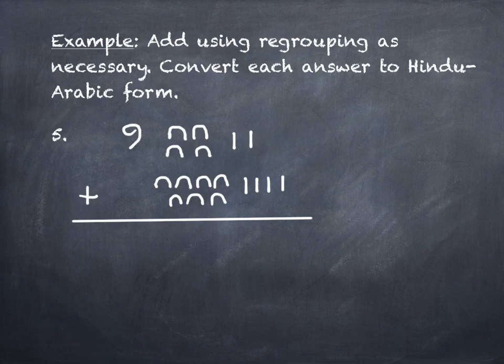What I really, really want to point out to you is part of the directions here, because every time I teach this, and I'm sure some of you are going to do it to me too, people don't read the directions or they don't read them correctly. The directions say, add using regrouping as necessary. Convert each what? Answer to Hindu Arabic. It does not say convert the problem to Hindu Arabic.